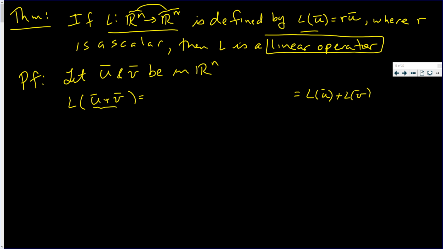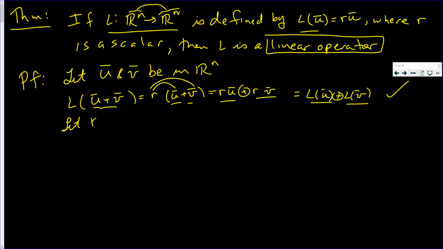Well, u plus v is a single vector, because when you add two vectors, you get a single vector. L of it is r times it. Now I want to think of them as two vectors, and you have scalar multiplication over addition. You have ru plus rv. But ru is L of u, and rv is L of v. The first one is established.